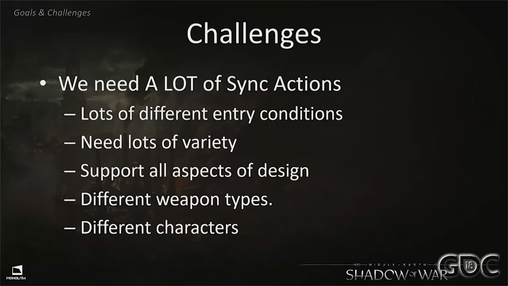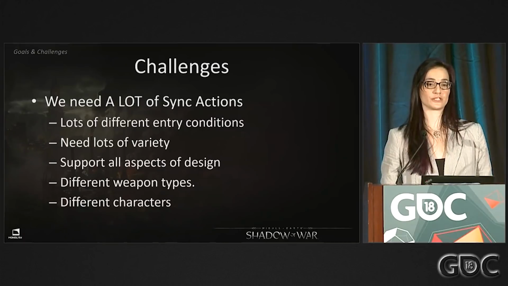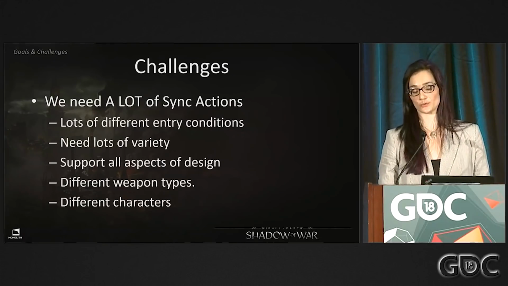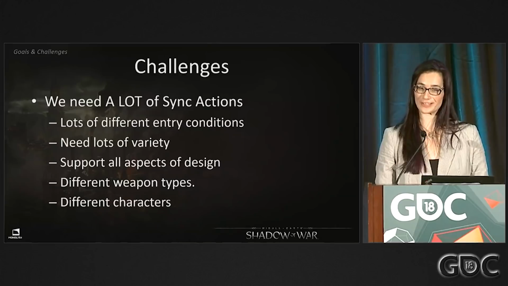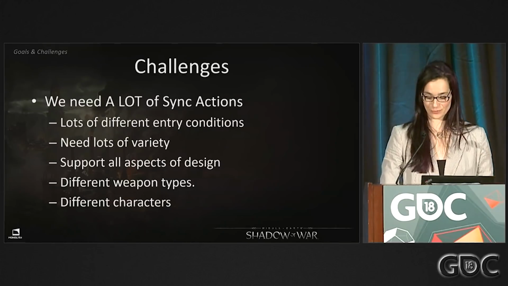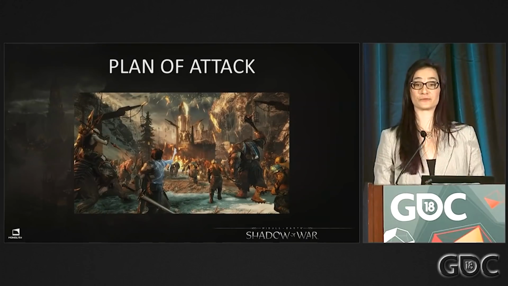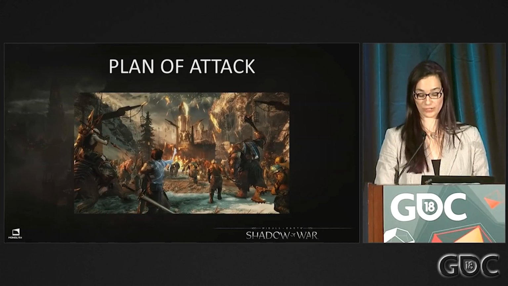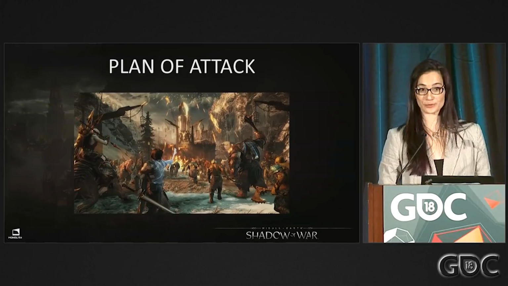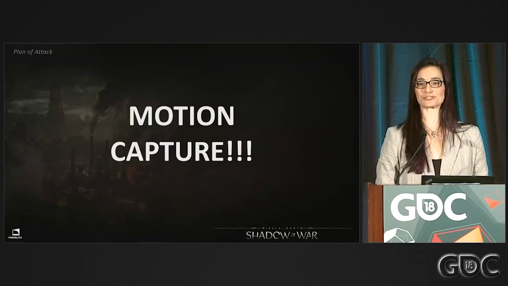Overall, with 1,200 animations between the player and the orc alone, if they take around 3 days to produce, the animation team is going to be doing nothing but sync actions between the orcs and the player alone, and obviously we need to make the rest of the game within the 3-year period. So we need a plan of attack. How are we going to make this happen on a production standpoint and a scope standpoint? And our first plan of attack was motion capture.